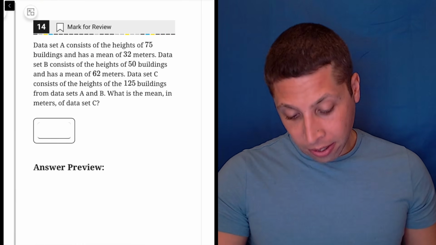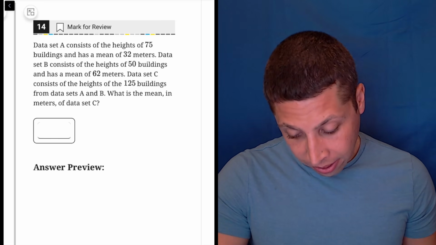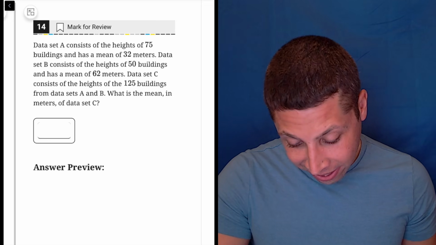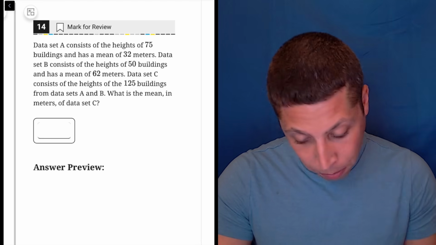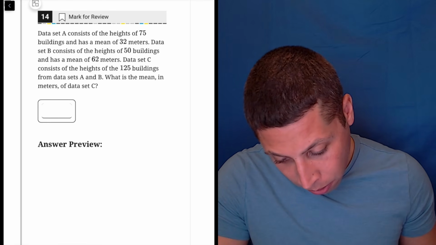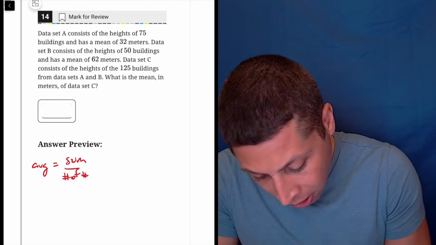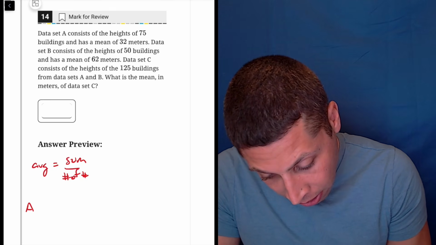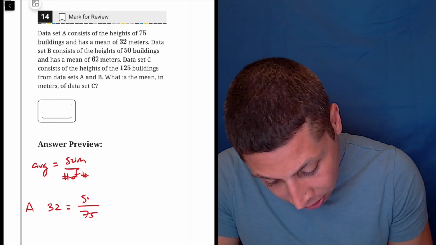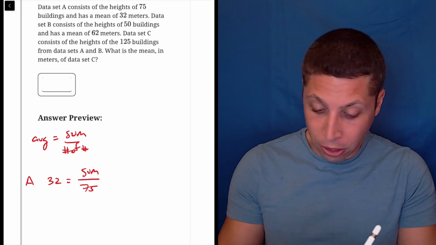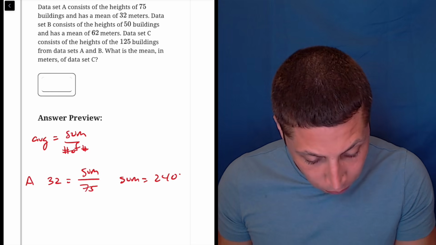All right, data set A consists of the heights of 75 buildings and has a mean of 32. Data set B consists of the heights of 50 buildings and has a mean of 62. Data set C consists of the heights of 125 buildings from data sets A and B. What is the mean in meters of data set C? Okay, so C is just a combination of A and B. So average is sum over the number of numbers. For A, the average is 32, and it's 75 buildings, so the sum is unknown. We'll just multiply 32 times 75 and get that the sum is 2,400.